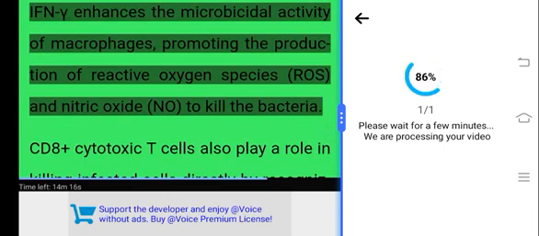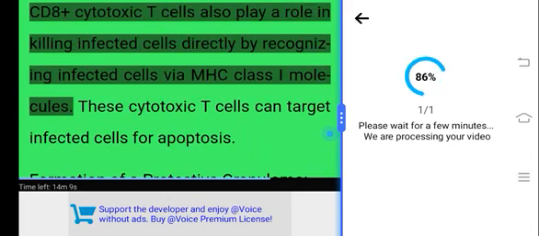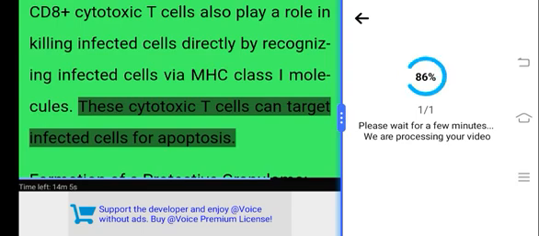IFN gamma enhances the microbicidal activity of macrophages, promoting the production of reactive oxygen species (ROS) and nitric oxide (NO) to kill the bacteria. CD8+ cytotoxic T cells also play a role in killing infected cells directly by recognizing infected cells via MHC class I molecules. These cytotoxic T cells can target infected cells for apoptosis.